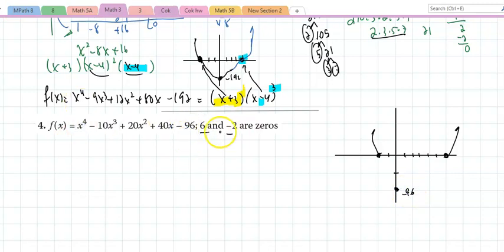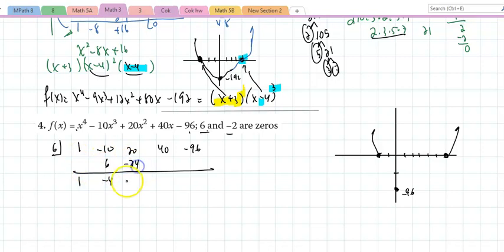Well, how does that work? Let's take the 6. 1, negative 10, 20, 40, and negative 96. Drop the first number. That's a 6, negative 4, negative 24. Add those, negative 4 and negative 24. What would that be?